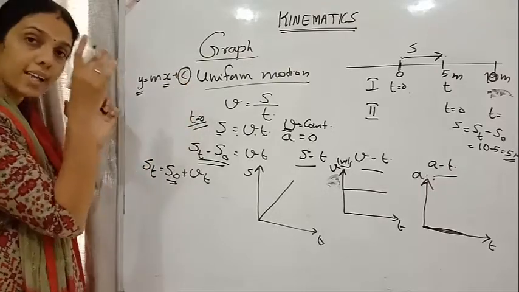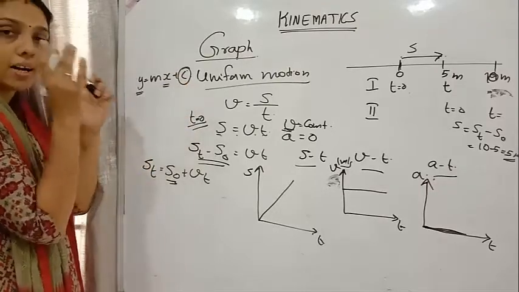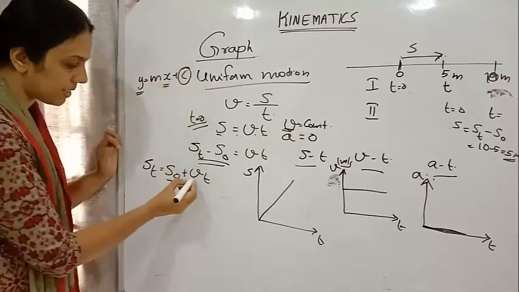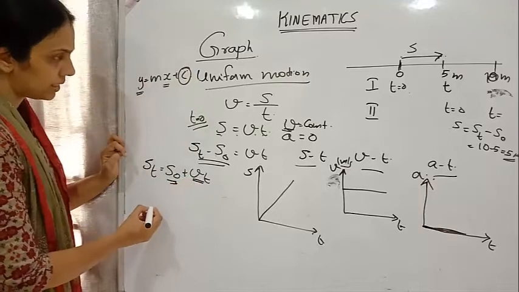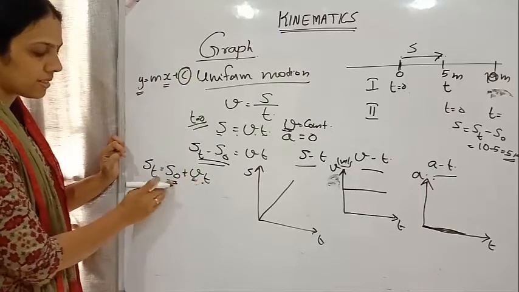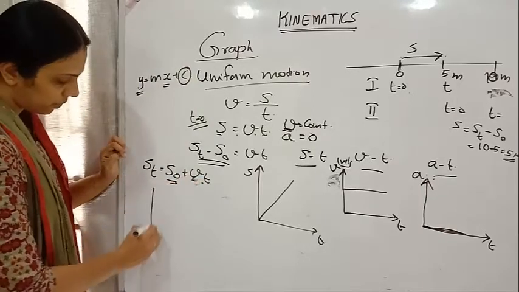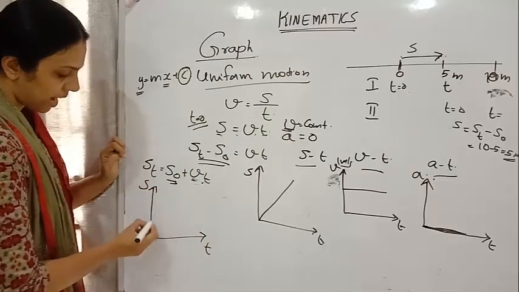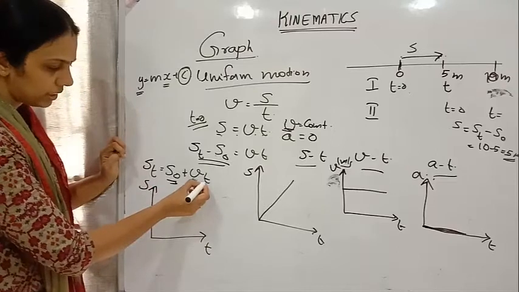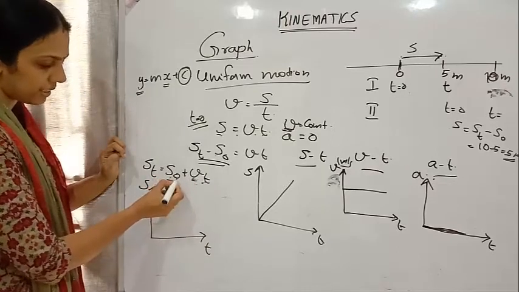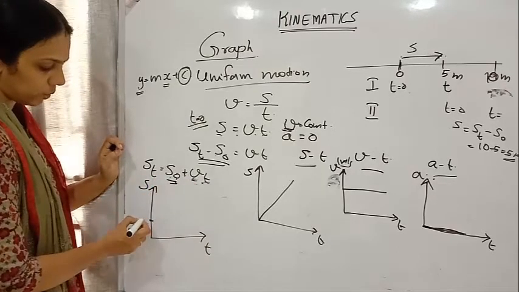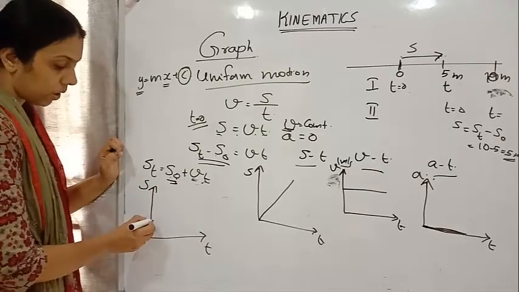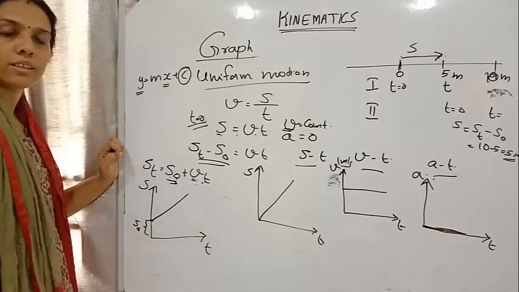Intercept means at the starting position. When we are starting our observation, the object is at this place, this constant place. Here what is the constant? Sorry, not Vt, S0 is the constant. Therefore, I am drawing a graph for displacement and time, and initially when time t equals 0, St will be equal to S0. So this is S0, and after that it will be a constant graph.